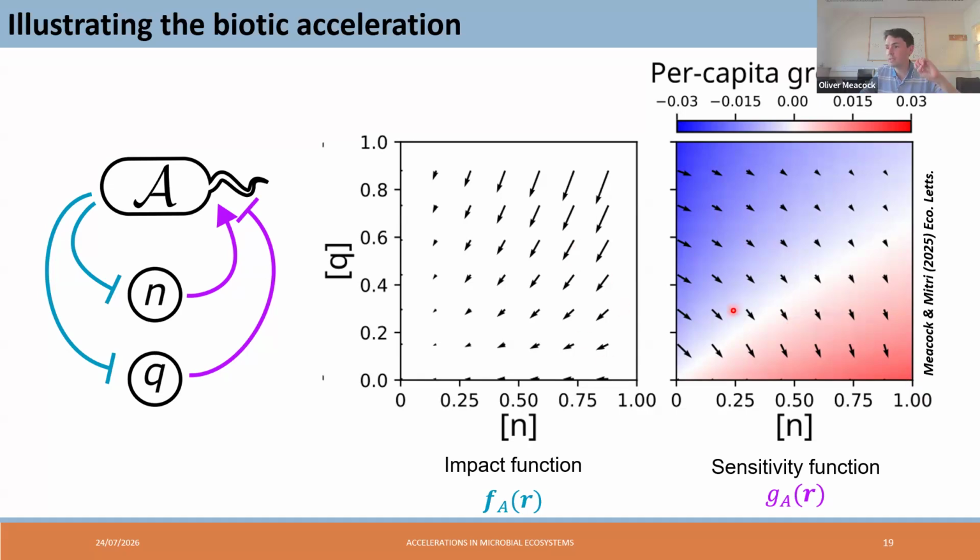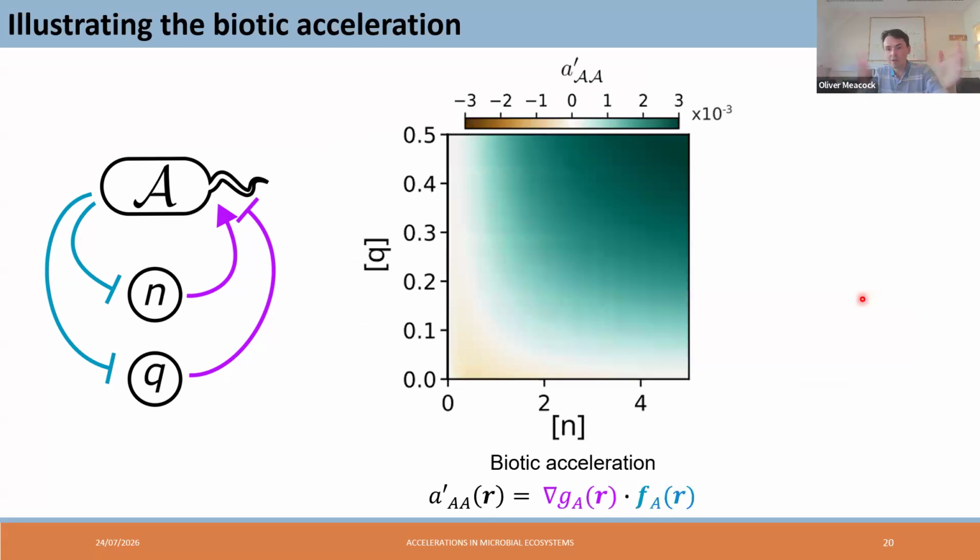So when you combine these two vector fields together, this field tells you how quickly the environment is being pulled in each direction, and this tells you how quickly it wants the environment to be pulled in order to increase its growth rate. So if those two arrows align with each other, you'll get a positive value, and if they point in opposite directions, they will give you a negative value. And that's what's represented over here.